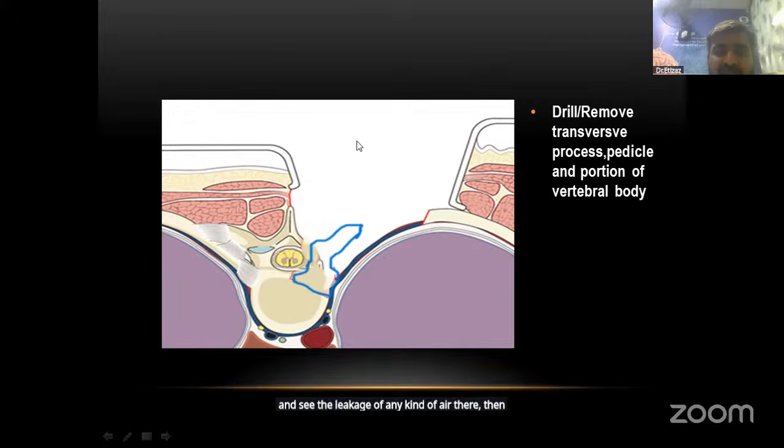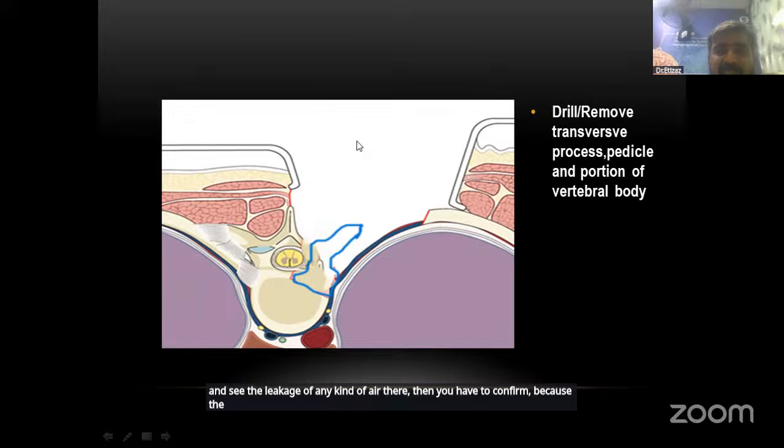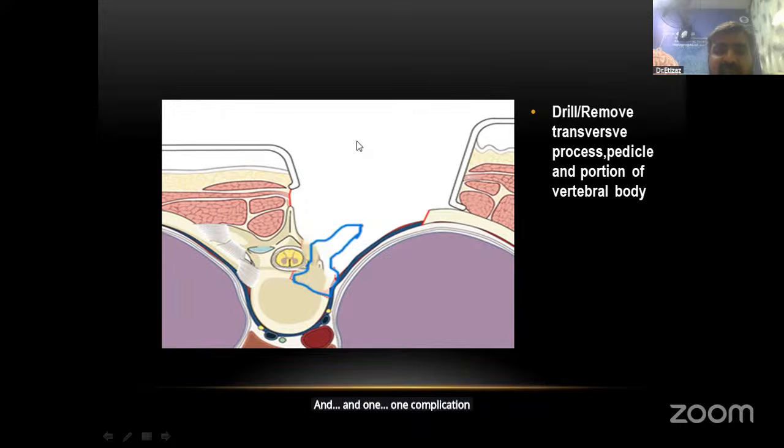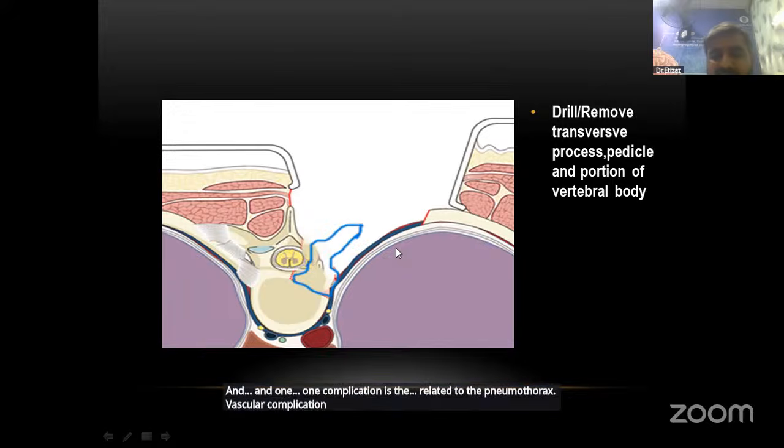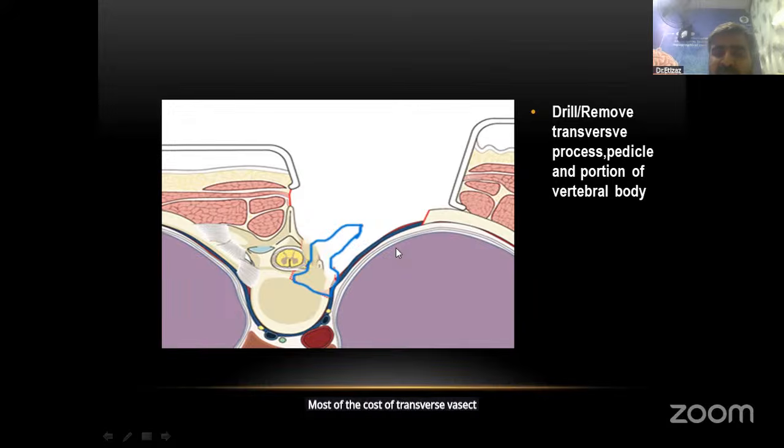Then you have to confirm, because the most common complications in this approach are vascular complication and pneumothorax. With vascular complication, sometimes the radicular artery is damaged, which is the most common thing. And sometimes the artery of Adamkiewicz is over there, because most of the costotransversectomy you have to do on the right side.